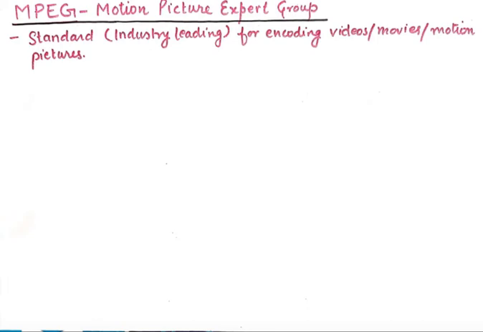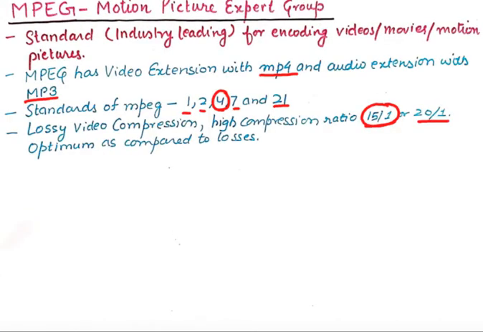In today's video we'll talk about MPEG, which is a very popular standard for video encoding. MPEG has video extension with MP4 and audio extension with MP3. There are various standards for MPEG: 1, 2, 4, 7, 21, out of which MPEG 4 is very famous.